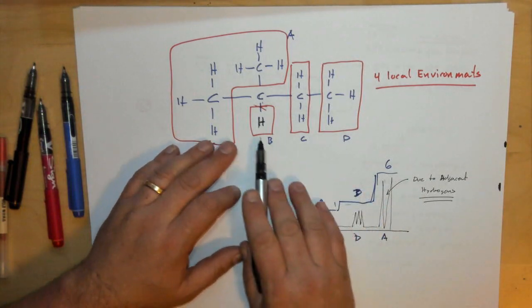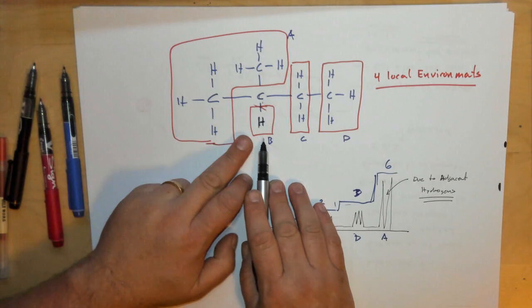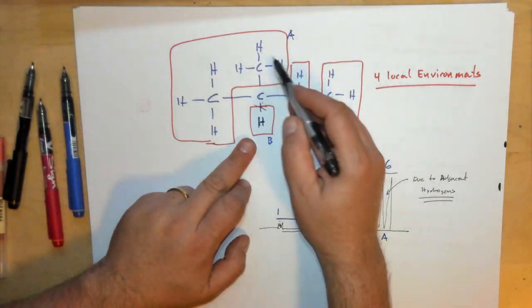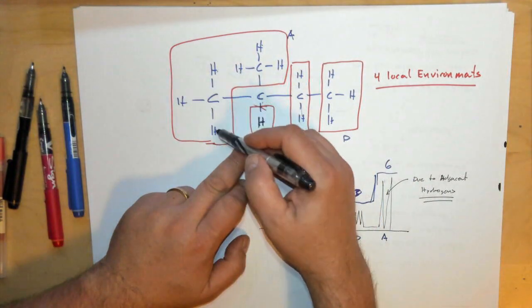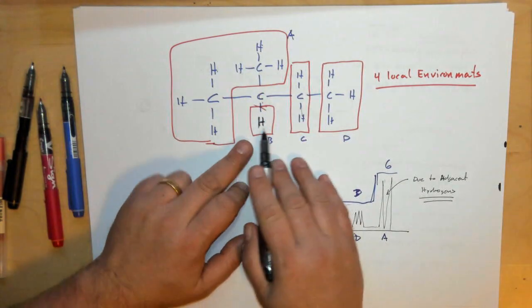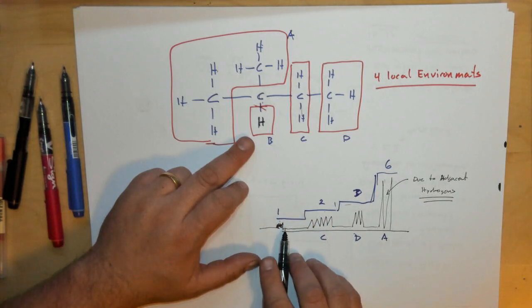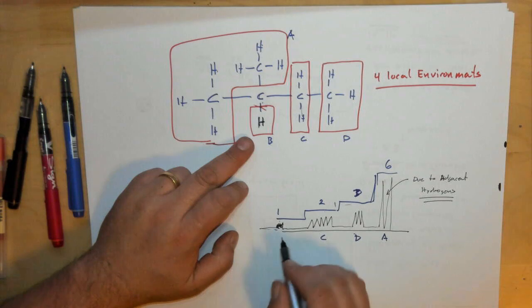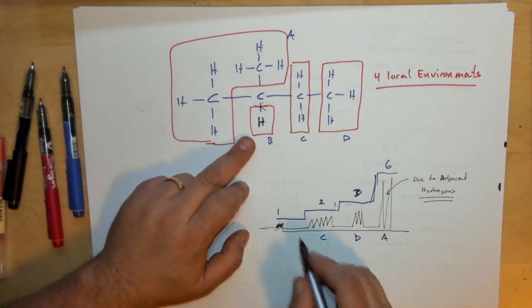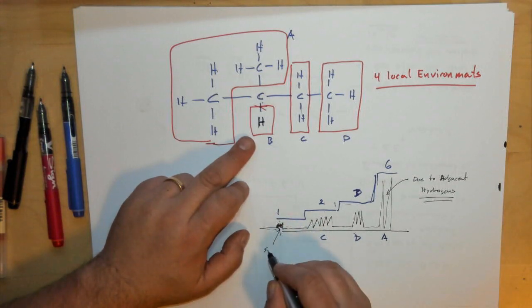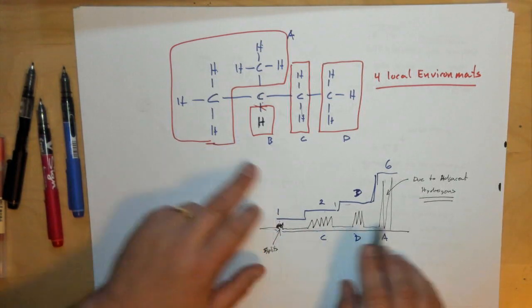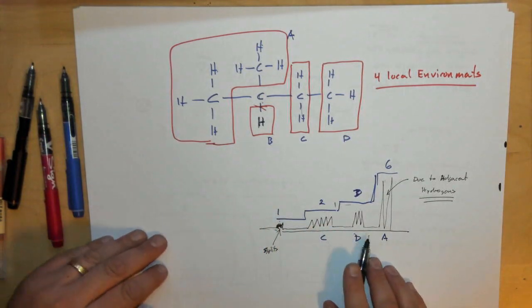And if we look at this 1 hydrogen, it's got 1, 2, 3, 4, 5, 6, 7, 8 hydrogens on adjacent carbons. So there's going to be 8 splits here, so a bunch of peaks. And the corresponding thing is going on in the other ones.